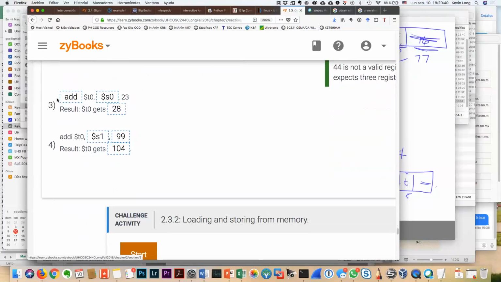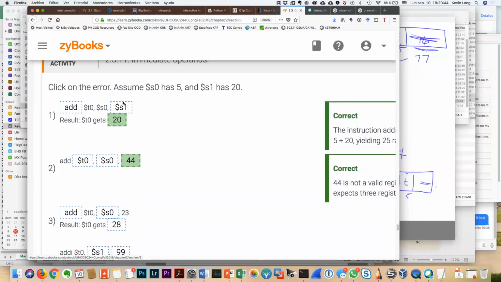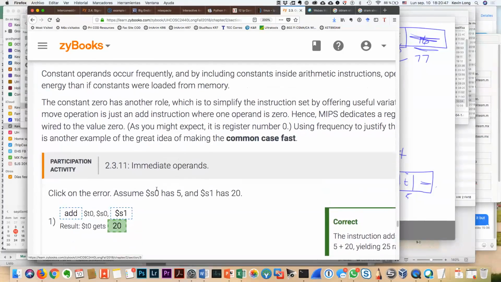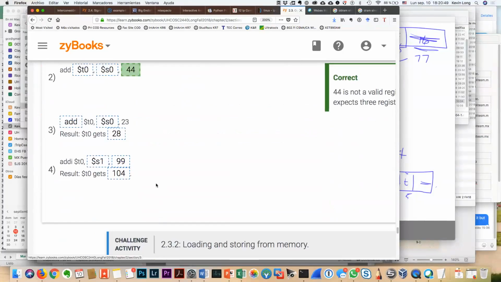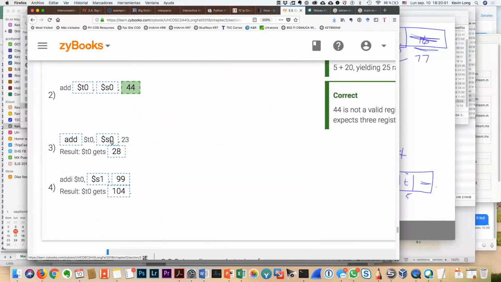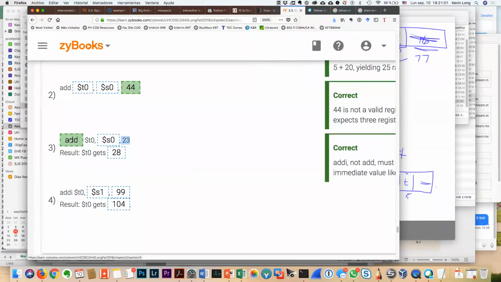It should be another register number. What about here? Add S0 and 23. And what did S0 have? S0 had 5. So this was 23 plus 5, and I get 28. So what's wrong with this? This is a constant, not a register number. This has to be add immediate. You can do it, but it's a different instruction.